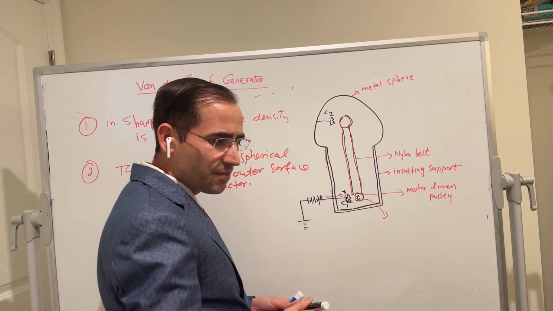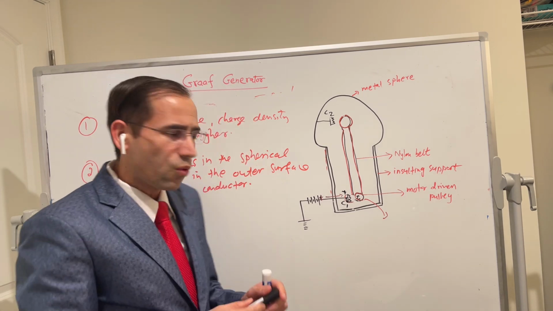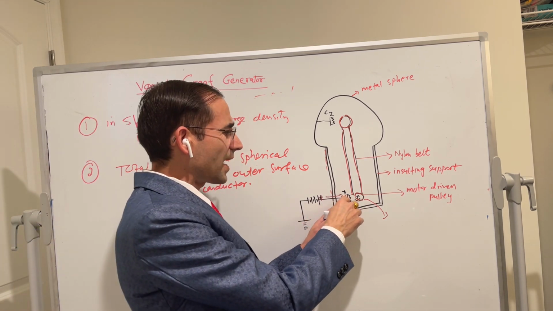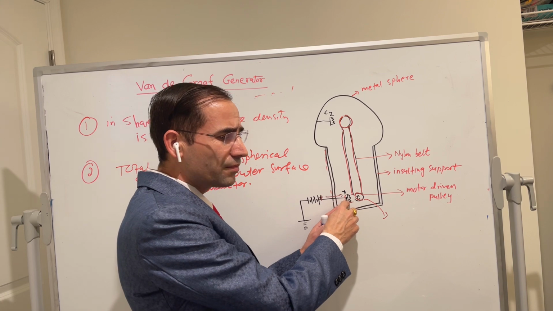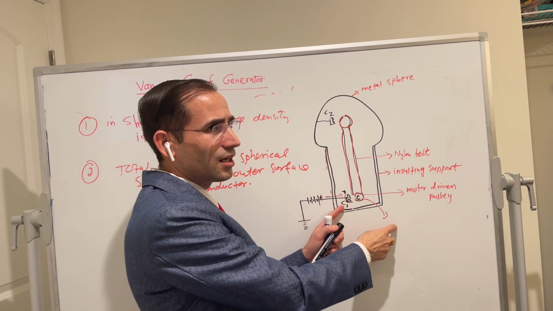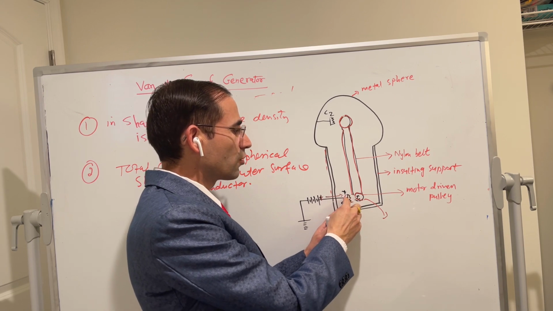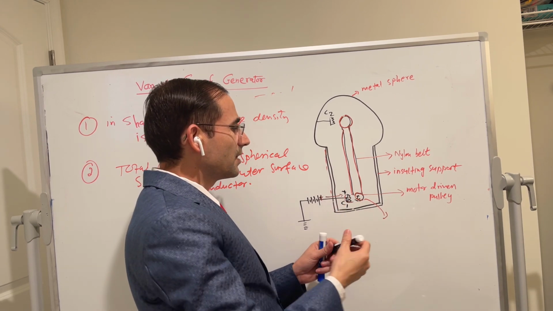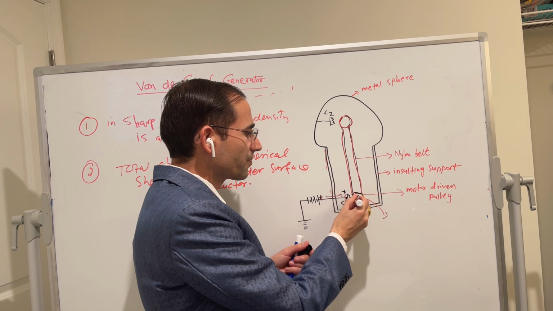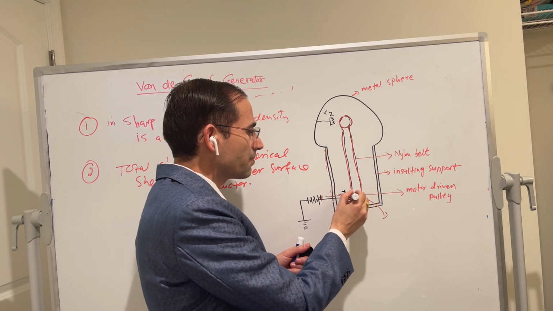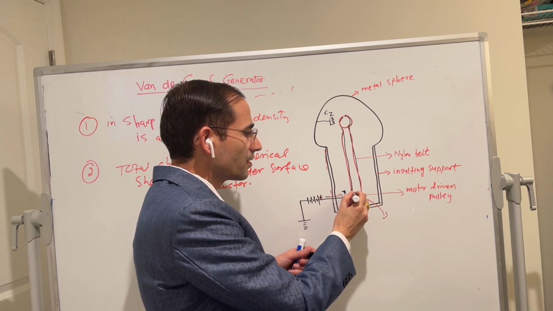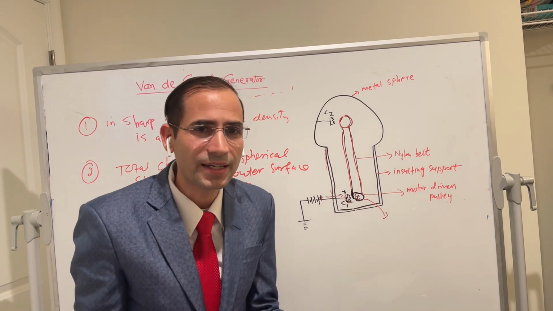Positively charged. Then what happens? If positive charges are accumulated in this comb, then you can see here in the belt, this part of the belt is electrically neutral initially.